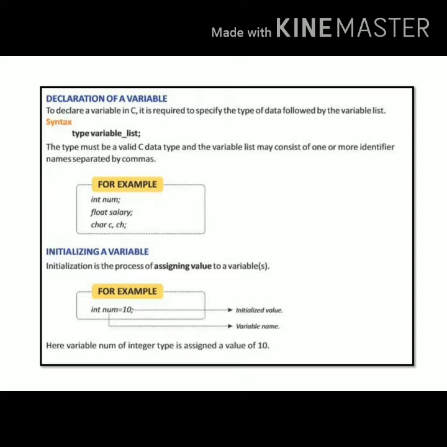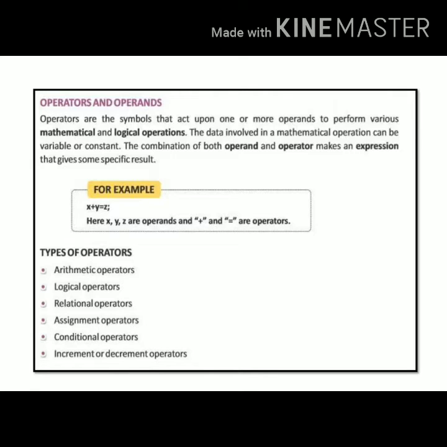Integer num is equal to 10. Here int is the data type and num is the variable name. Any variable name you can take. If I take a, b, c, whatever name you can take here. So int num is equal to 10. The initialized value is whatever value you give at the start of the program, that is 10.